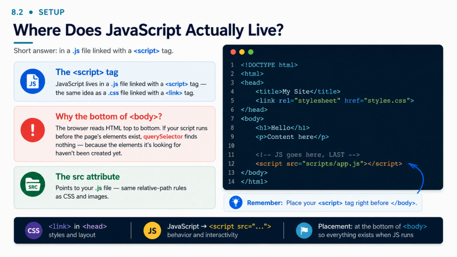Explain why. The browser reads HTML top to bottom, in order. A script tag in the head runs before any of the page's elements exist yet, so any querySelector call looking for an element comes back empty. Placing the script at the bottom guarantees that by the time JavaScript runs, every element in the body already exists and is ready to be found.